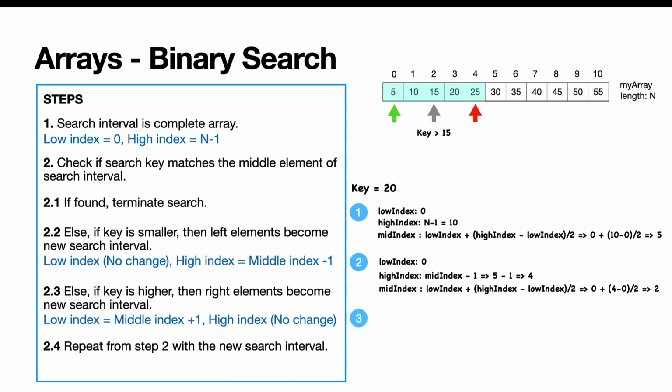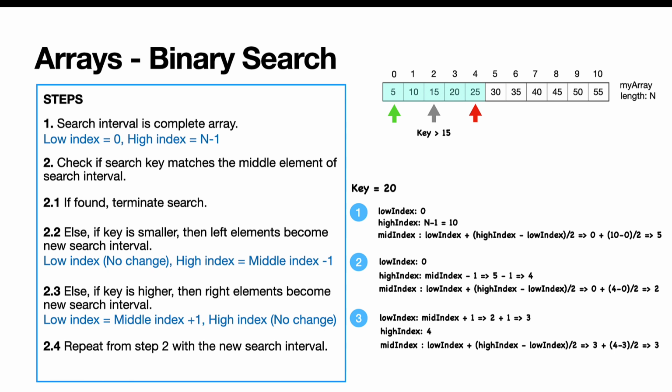So for the third search step, low index will now be middle index plus 1, that is 2 plus 1, which equals 3. High index remains the same, that is index 4, and the middle index is 3 plus (4 minus 3) divided by 2, which equals 3. Please note that in Java, 1 divided by 2 is 0, since the decimal portion is truncated.